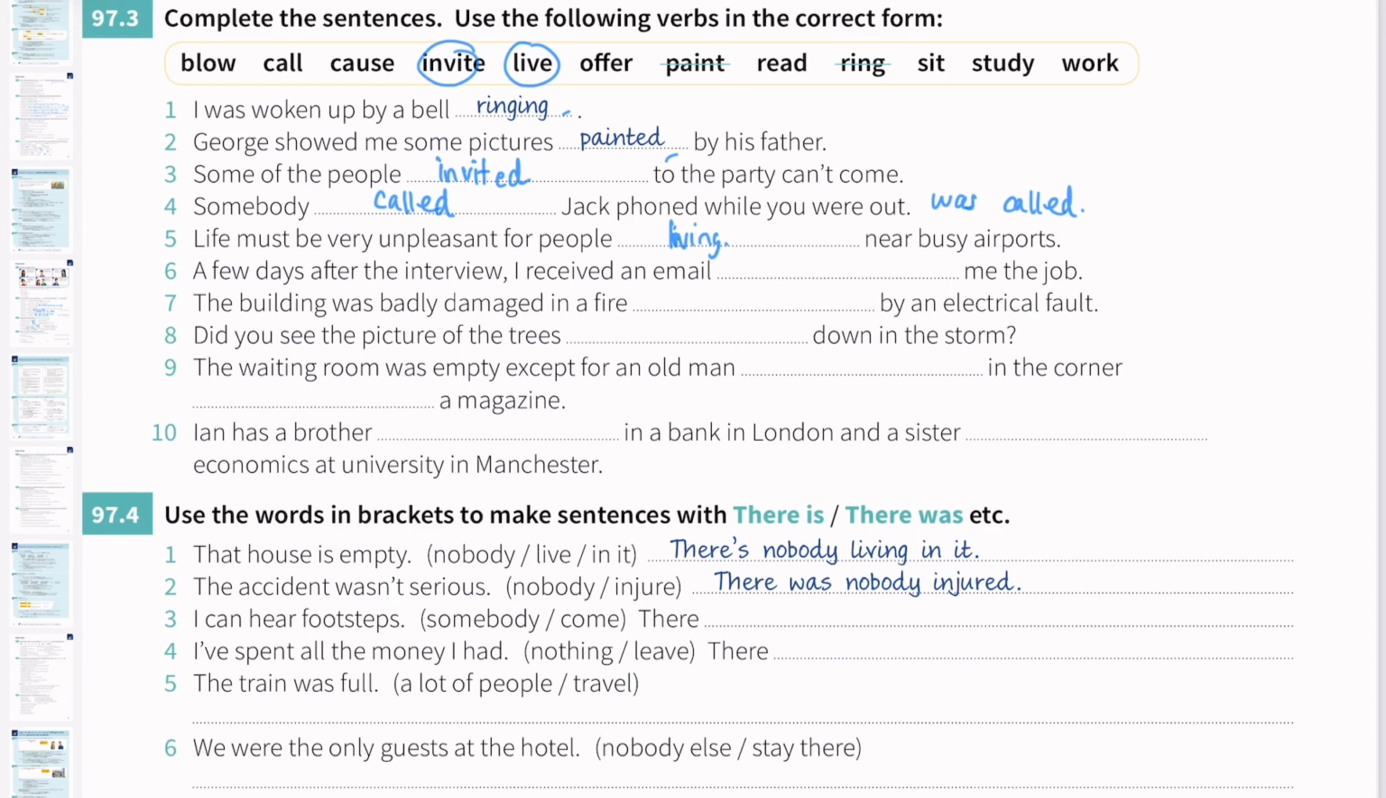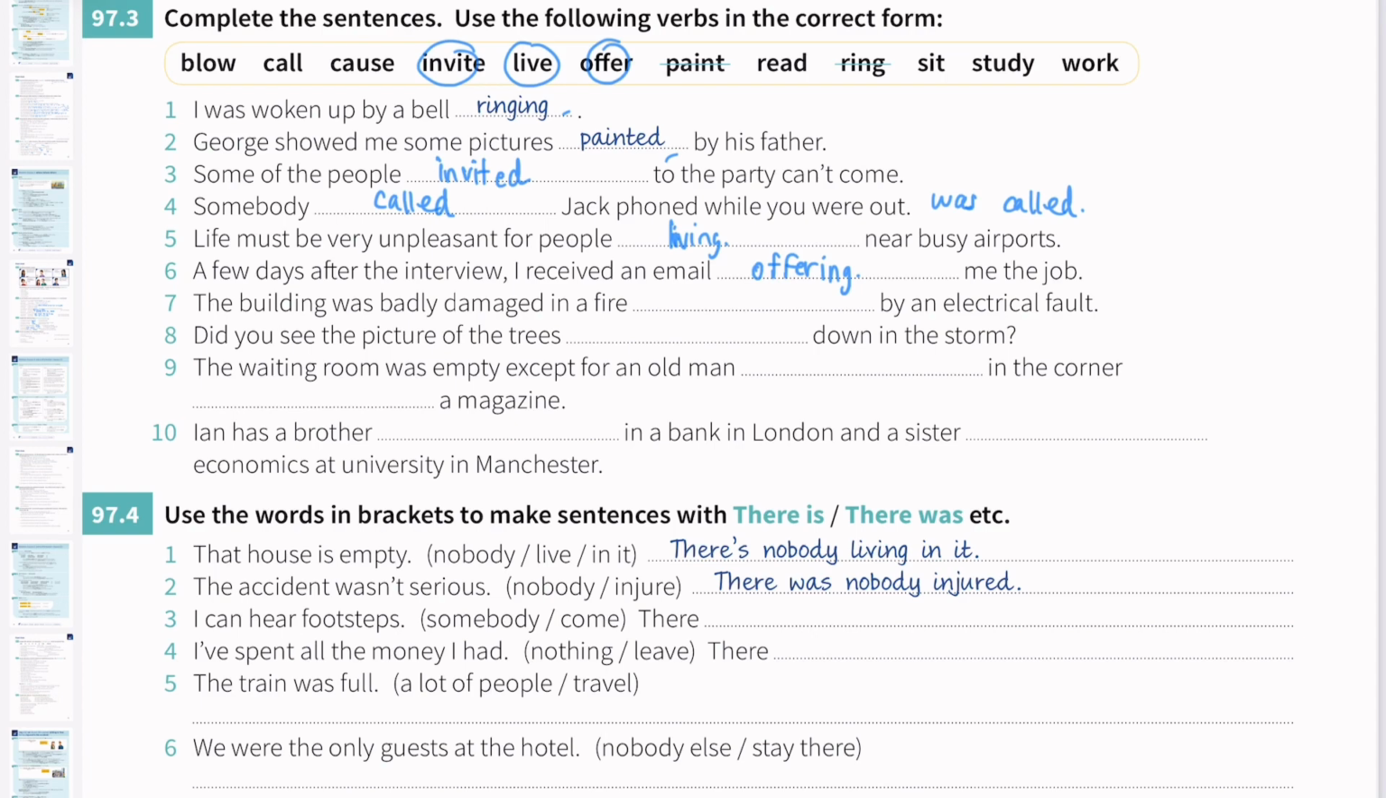Then number 6, a few days after the interview, I received an email, me the job. After interview, you're gonna get job offer. So we have to use offering me the job. This is active meaning. And then the building was badly damaged in a fire by an electrical fault.